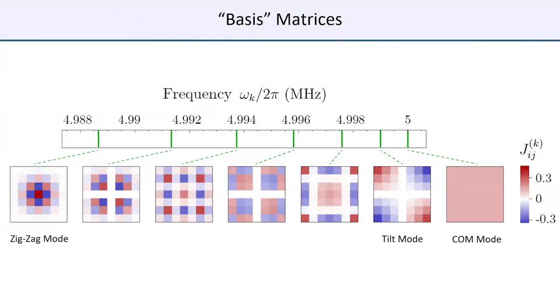And these are kind of like basis matrices that I can construct my Jij's on. So if I want to build some sort of a Jij matrix, a coupling between spins, using a global beam, I can always express it as some linear combination of these matrices right here. Fair enough? Okay.